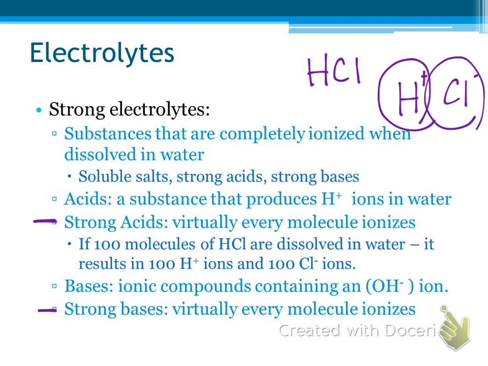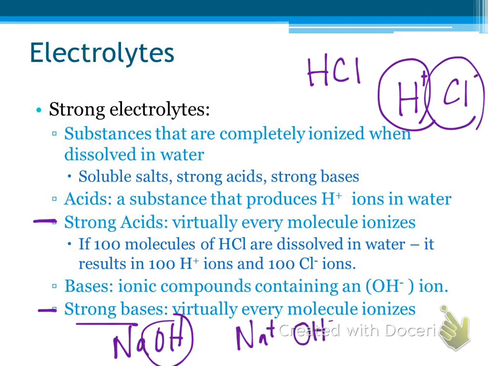The same thing is true for bases. If I have a base like NaOH, sodium hydroxide is a base. Any base basically has OH in it. There are exceptions, but for our purposes, bases are ones that contain hydroxides. So if I put in sodium hydroxide, I'm going to produce an Na plus and an OH minus. That's what we mean when we say it completely ionizes. So strong acids and strong bases break apart all the time.